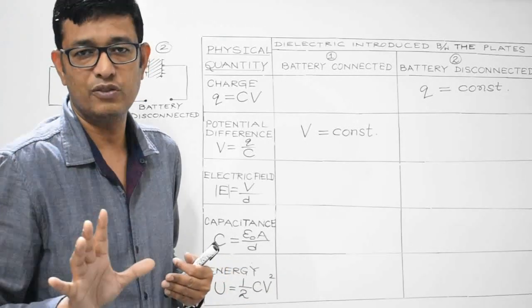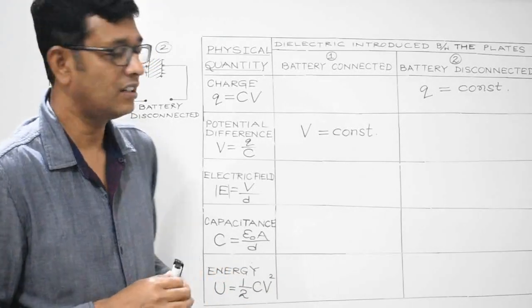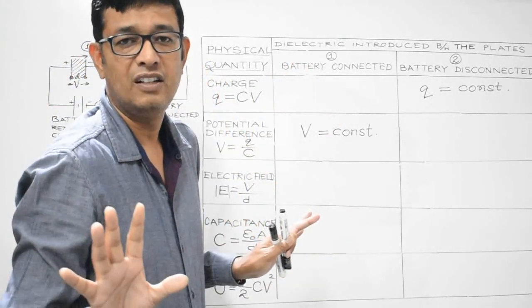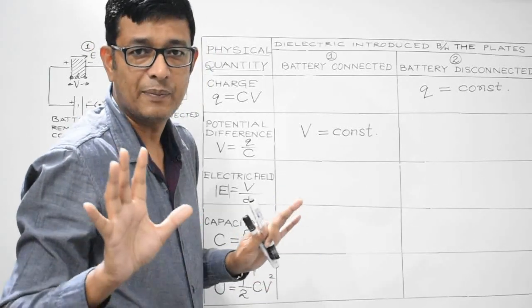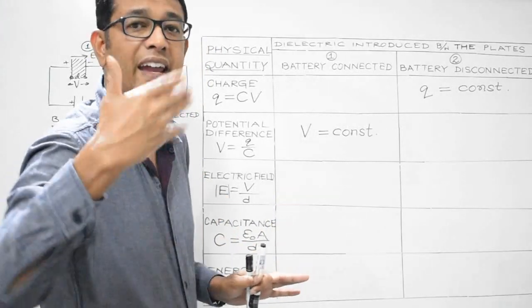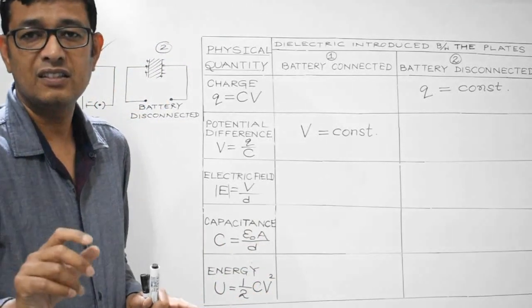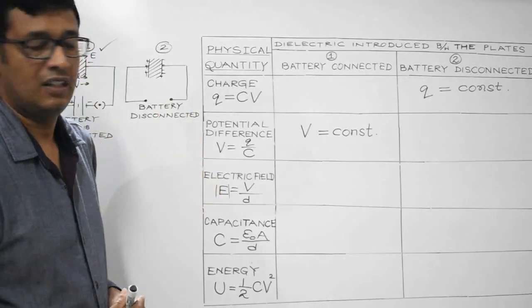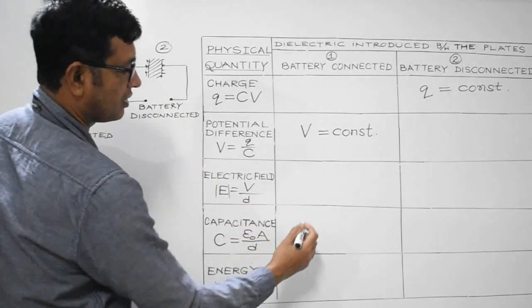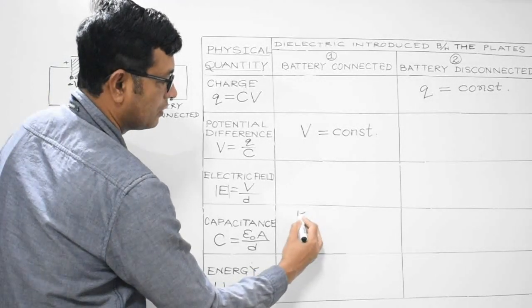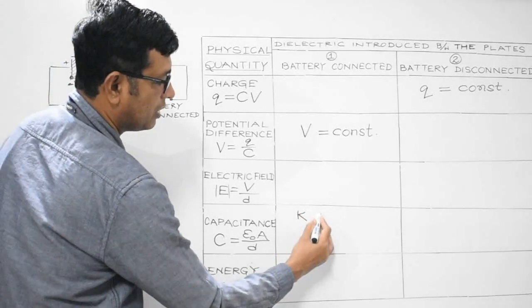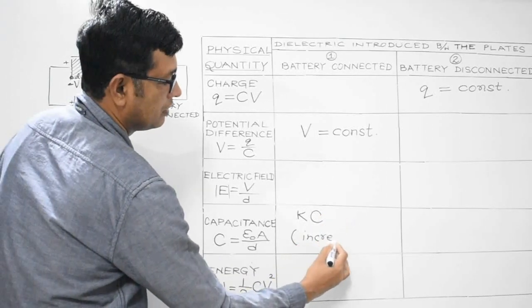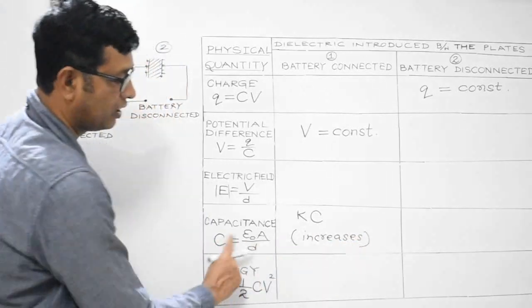This we are already aware of. This we have mathematically verified, right? So whether the battery remains connected or battery is disconnected, it is immaterial. The capacitance of the capacitor will increase by K times, where K is the dielectric constant of the dielectric slab under consideration. That is, capacitance in this case will be K times epsilon A by D. So it will become K times C. That is, it will increase. C is the original capacitance.